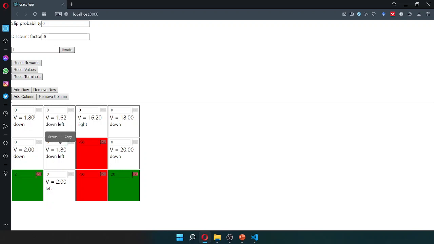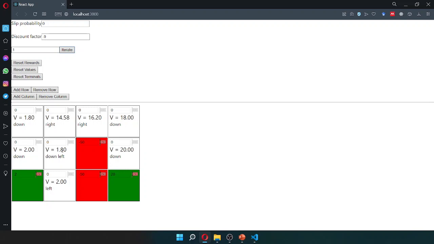Because the values here are equal. So, what will happen if we iterate again? I'm predicting that the value of this will change to 16.2 times 0.9, and then the policy here will become right. So if we iterate, okay, I was right again.